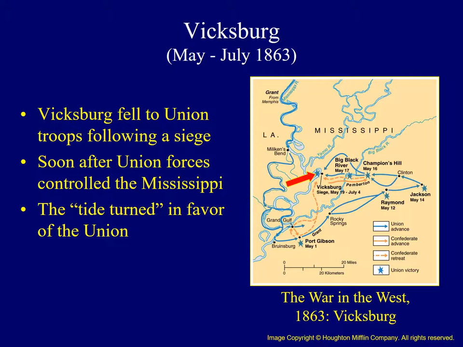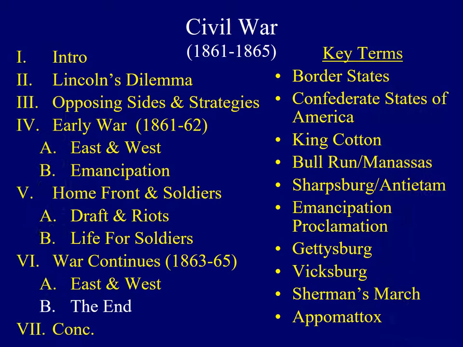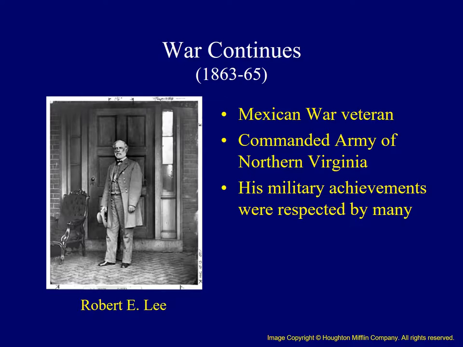in 1863. Although the course of the war changed in the summer of 1863, fighting continued for nearly 2 more years. The last years of the war brought a series of bloody battles, many of which involved Generals Robert E. Lee and Ulysses S. Grant.